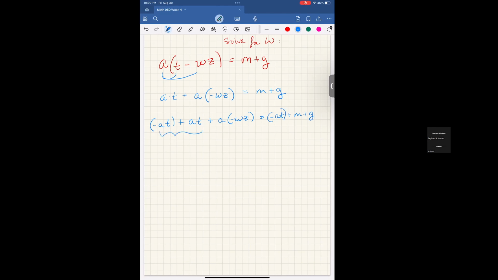Our a and our t term will cancel out. That'll just add to 0 because we know that that's an additive inverse. It looks nasty, but it's an additive inverse at the end of the day, guys. Okay. 0 plus anything is just that something. So we now have negative a wz is equal to negative at plus m plus g. So that seemed to me to be a faster way of attacking the problem. Maybe you guys would say differently, but I think it's a little bit faster.